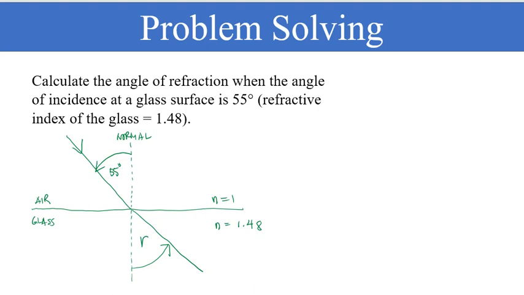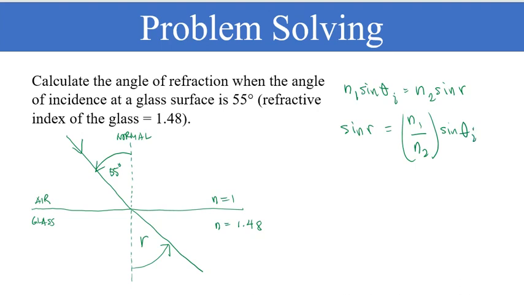I'm going to set up Snell's law. Here we go. N1 sine of the incidence angle is equal to the product of N2 and the sine of the angle of refraction. We call that R. Because I want R, I'm going to isolate the sine of R first. Sine of R is N1 divided by N2, that quotient multiplied by the sine of theta I. Theta I is the angle of incidence.